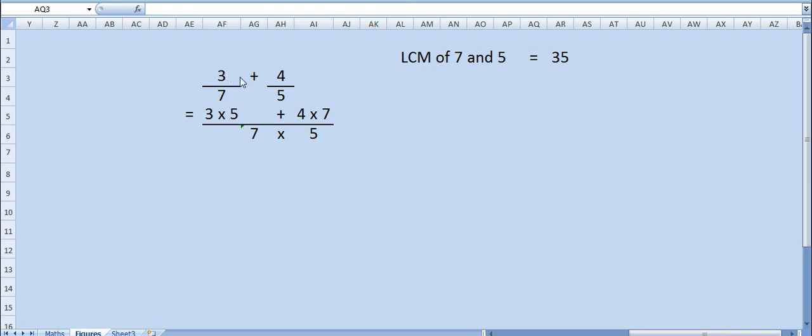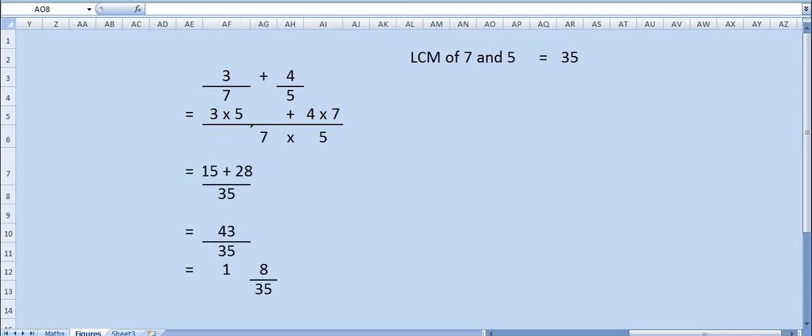3 into 5, 15. 5 into 7, because we have to bring 35 at the bottom, at the denominator. So 5 into 7, so 4 into 7. The number by which you multiply the denominator, the same number you will be multiplying with the numerator. So you get 15 plus 28 upon 35. So 15 plus 28, 43 upon 35.